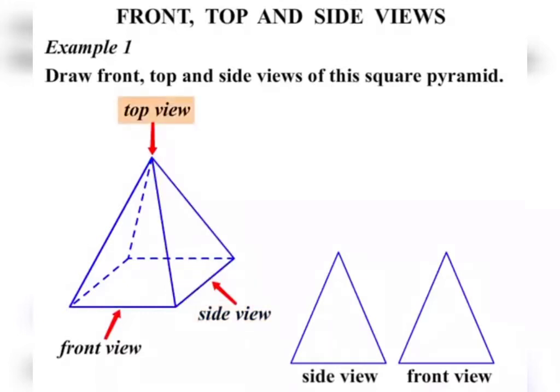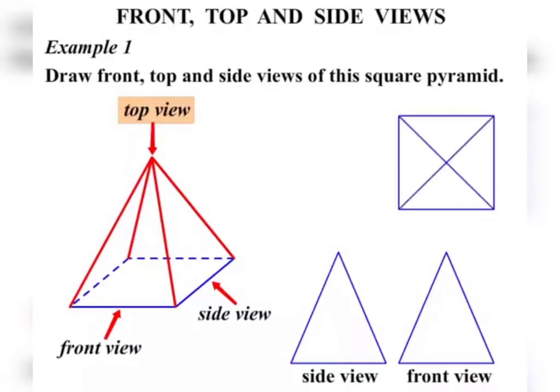What about the top view though? Now if you were to look directly from the top, you would see a square outline. You'd also see those lines meeting up to the point right in the middle. So we'd draw those lines in as well. So that would be the top view of a square pyramid.